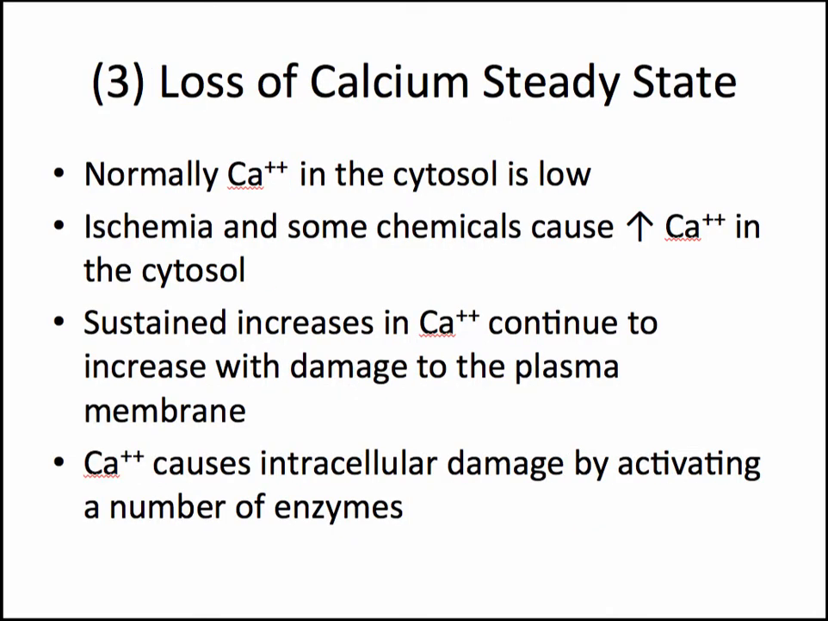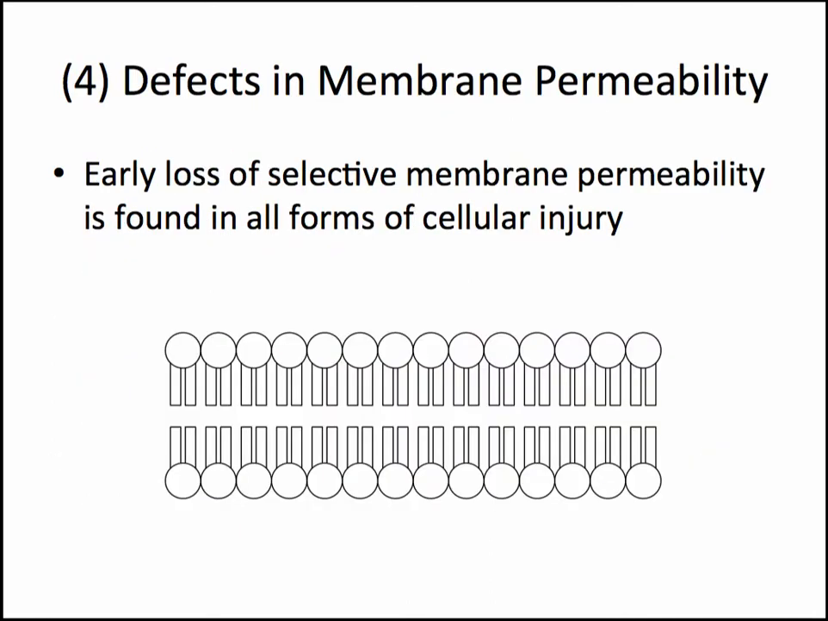Another common theme of cellular injury is the loss of calcium steady state. Normally, calcium in the cytosol is low. Ischemia and some chemicals cause an increase in calcium in the cytosol. Sustained increases in calcium continue to increase with damage to the plasma membrane. Calcium causes intracellular damage by activating a number of enzymes. Finally, an early loss of selective membrane permeability is found in all forms of cellular injury.